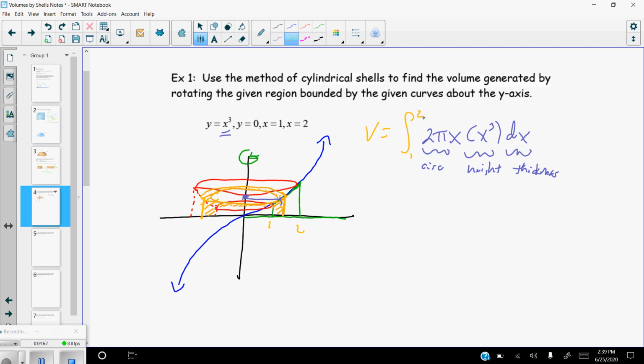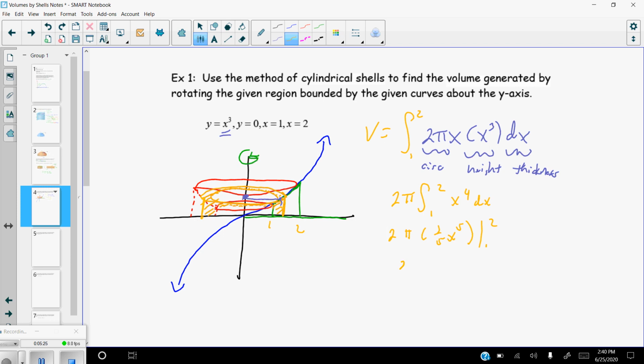So this one really shouldn't be too awfully difficult for us to figure out. 2 pi is a constant, it can be pulled out to the front. Integral from 1 to 2 of x times x cubed, which is x to the 4th, dx. So that's what we're going to integrate to find the volume here. So we're going to have 2 pi times the antiderivative of x to the 4th, which is 1/5 x to the 5th, from 1 to 2.